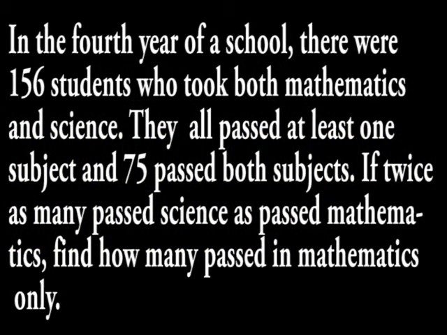In the fourth year of a school, there were 156 students who took both mathematics and science. They all passed at least one subject, and 75 passed both subjects. If twice as many passed science as passed mathematics, find how many passed in mathematics only.